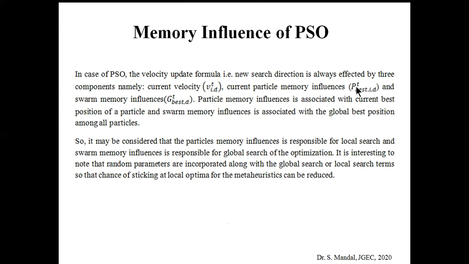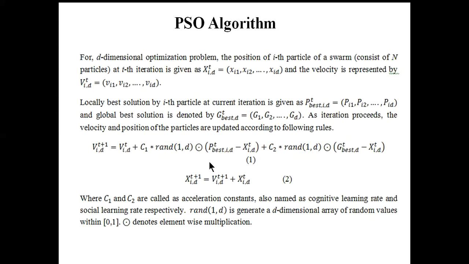These three terms will affect it, whereas C1 and C2 are constants. We can consider that the particle memory influence is responsible for local search and the swarm memory influence is responsible for the global search of the optimization, as we have already discussed. Now here there is a term rand(1, d). We already said that this generates a d-dimensional array of random numbers, with random values within 0 to 1.